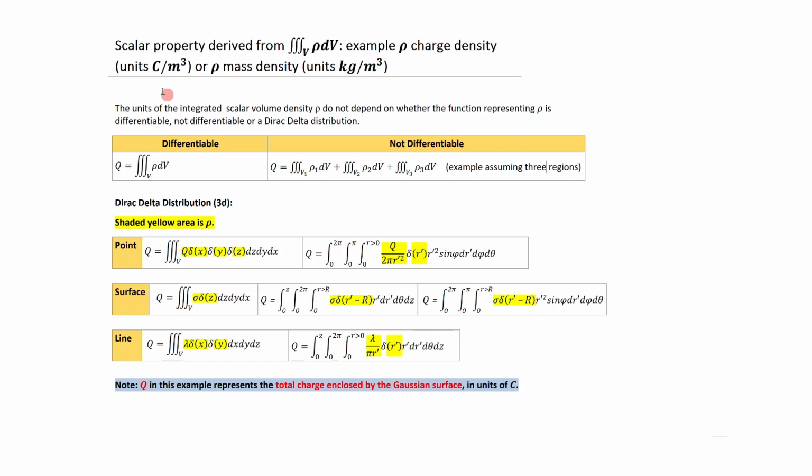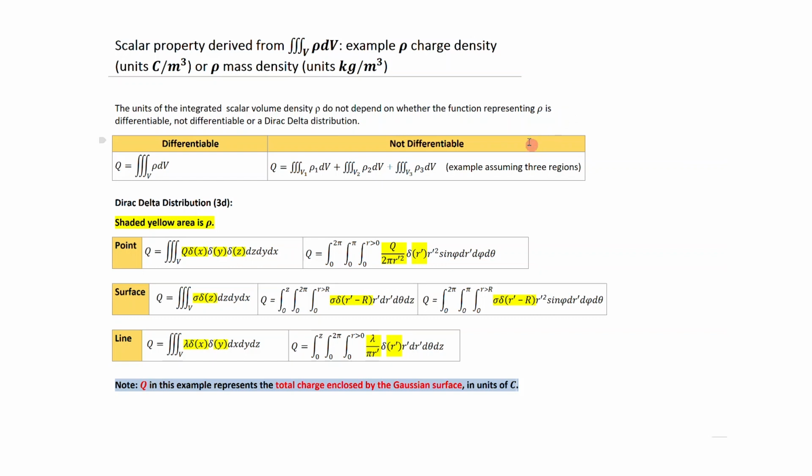All right, so the next thing is a scalar property derived from taking the triple integral of rho dV, which is nothing more than the total charge enclosed. I could have also used mass density rather than charge density. And so the units of the integrated scalar volume density rho do not depend on whether the function representing rho is differentiable, not differentiable, or a Dirac delta distribution.